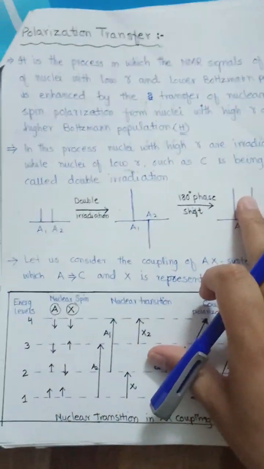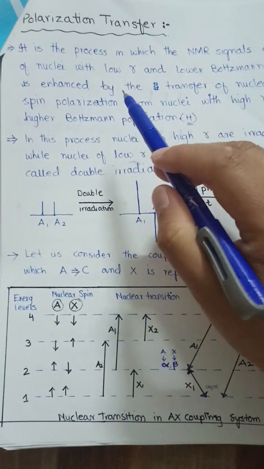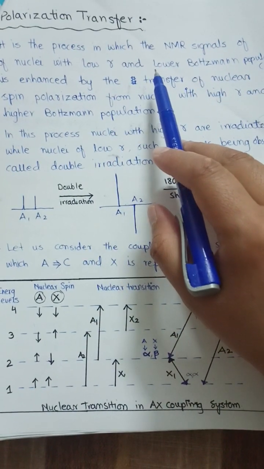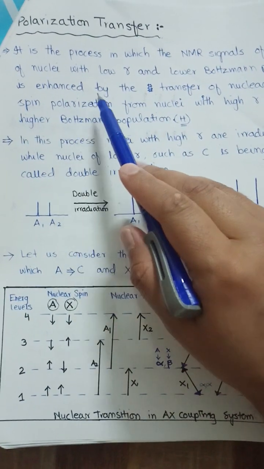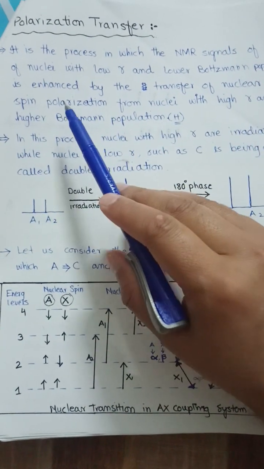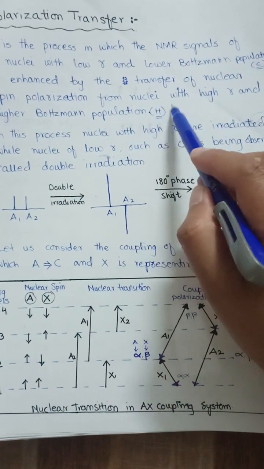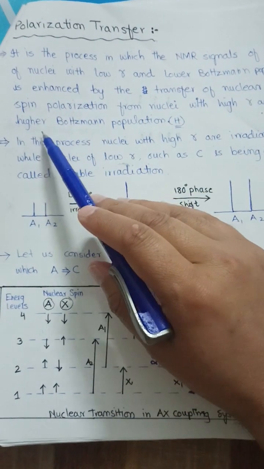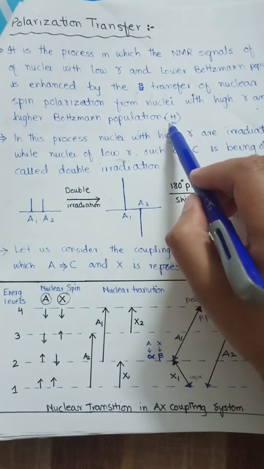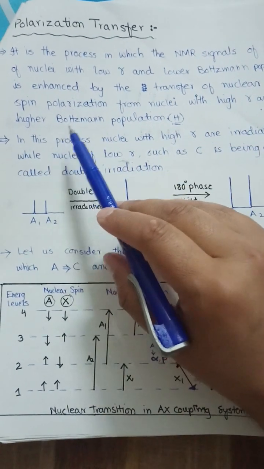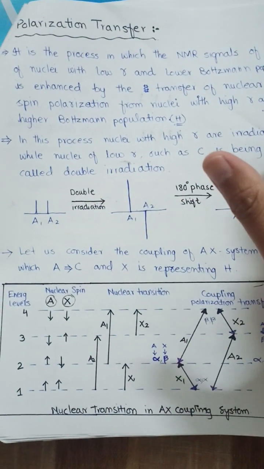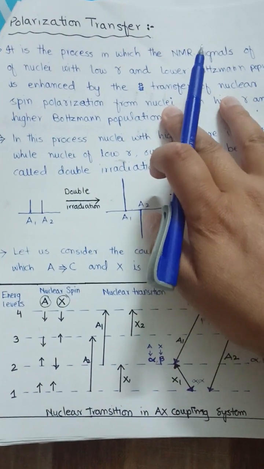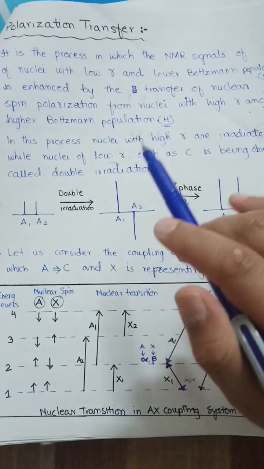Here we are going to discuss polarization transfer. It is the process in which NMR signals of nuclei with low gyromagnetic ratio and lower Boltzmann population are enhanced by transfer of the nuclear spin polarization from nuclei with high gyromagnetic ratio, that is proton, and higher Boltzmann population. The protons have higher gyromagnetic ratio and higher Boltzmann population as compared to carbon. So by transferring this population towards the carbon, we get higher signals.